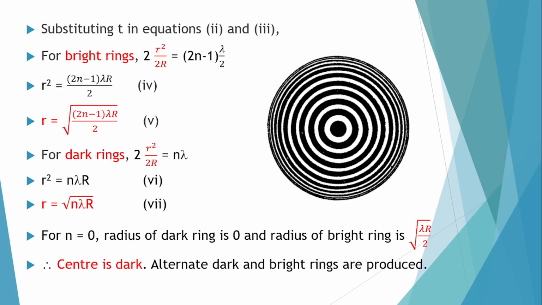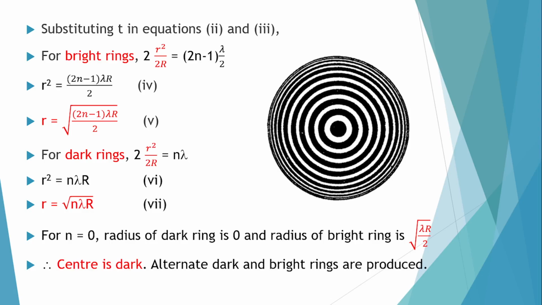Now putting the value of T in equations 2 and 3, that is the equations for bright ring and dark ring, we find that for bright rings, we have substituted T equal to r square upon 2R, so that the equation reduces to r square equal to (2n minus 1) lambda R upon 2. Let us call it equation number 4. What is r? It will be square root of (2n minus 1) lambda R upon 2. Let us call it equation 5. This gives you the radius of the bright ring.